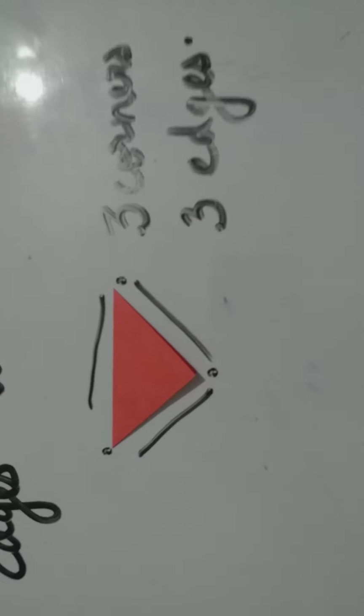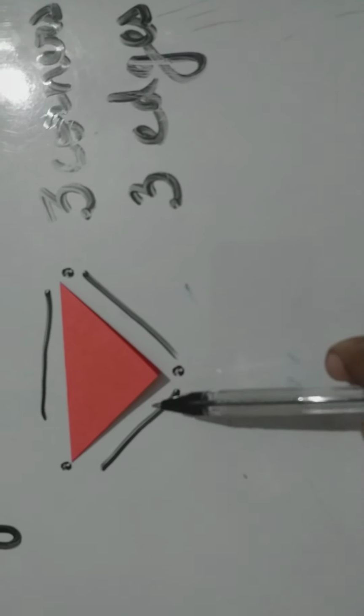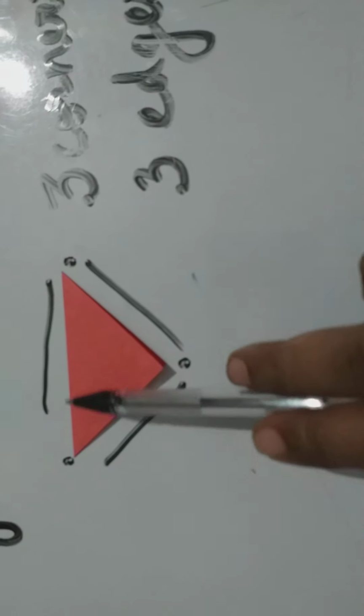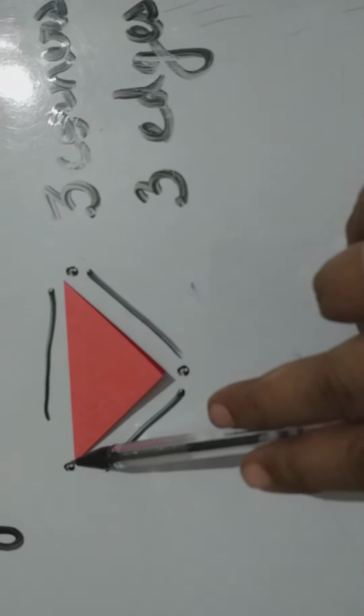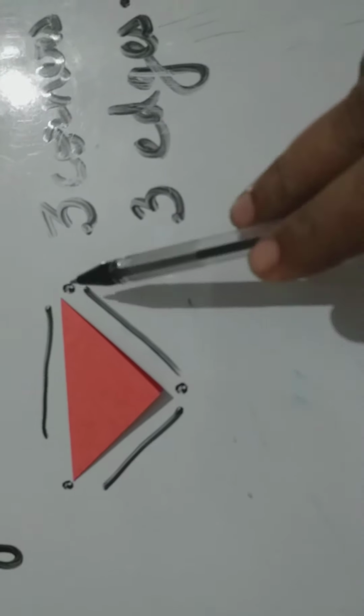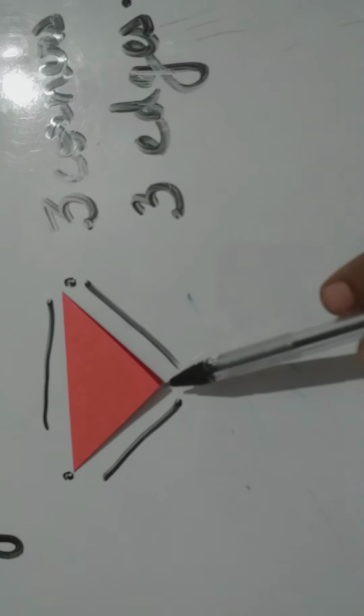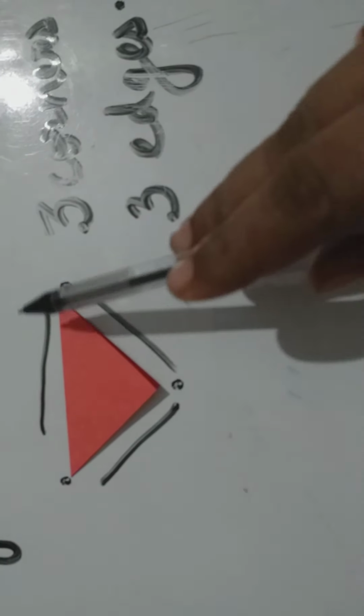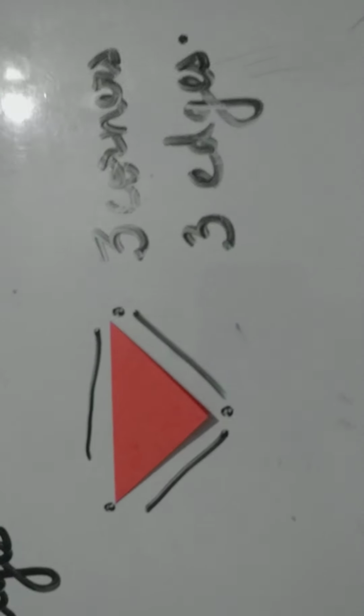If you can see here, there is a triangle, and where the two lines are meeting, see this line and this line are meeting here, so it makes a corner. So we get a corner when two lines meet. So here it is a corner, here it is a corner, and these straight lines which you see is edge. So this triangle is having 3 corners and 3 edges.